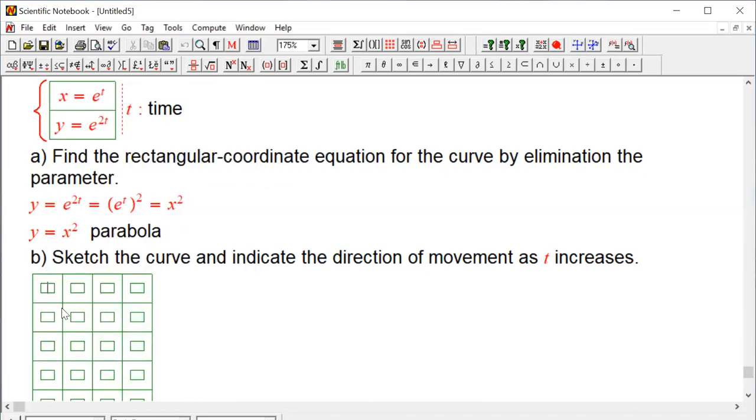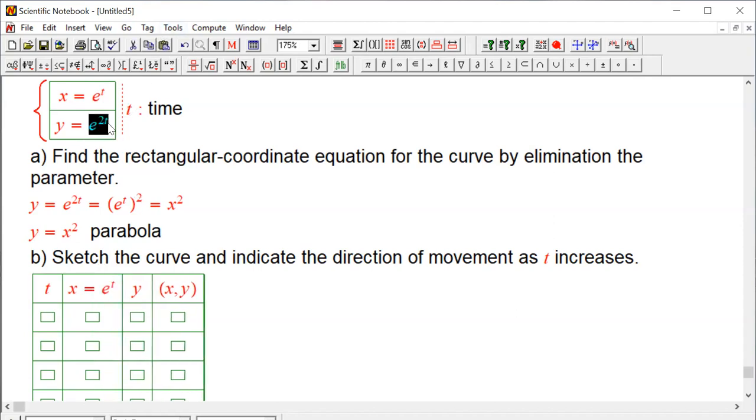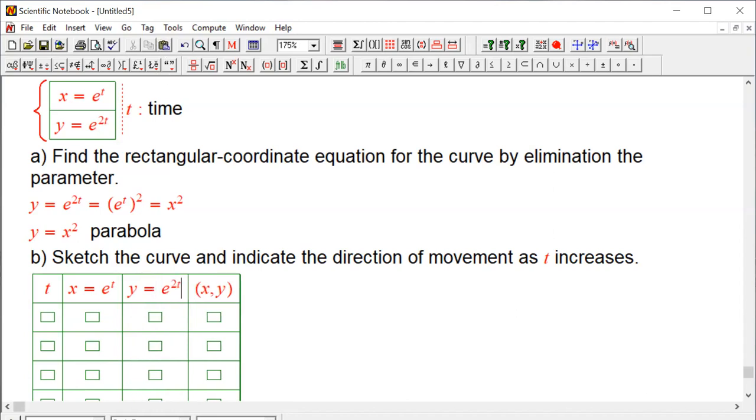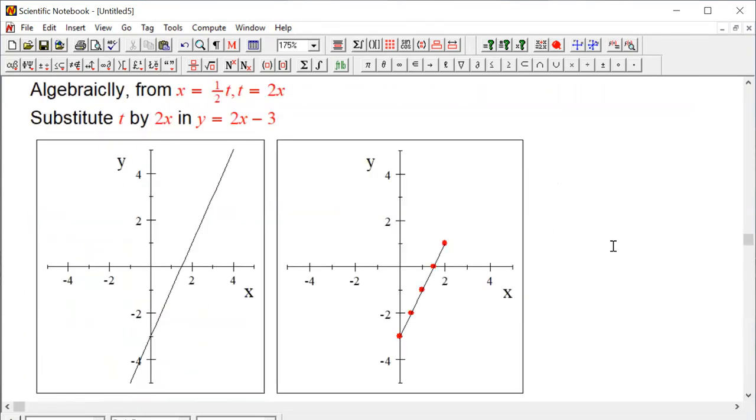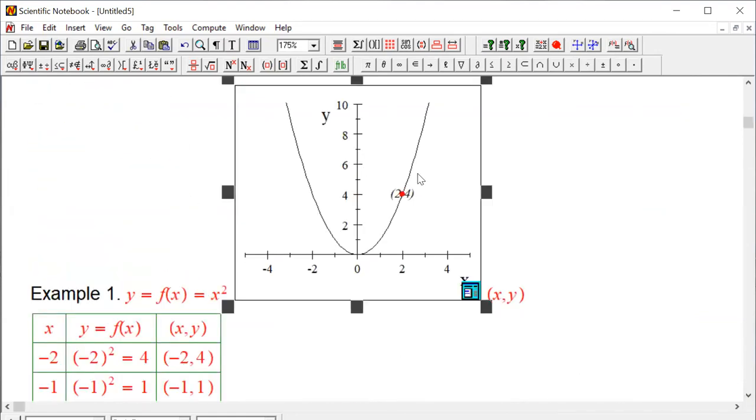Right, so we have a t, we have x, we have y, and we have the points. X equals e to the power t, and y equals e to the power 2t. So what do we see here? When you draw y equals x squared, you get this curve, right?